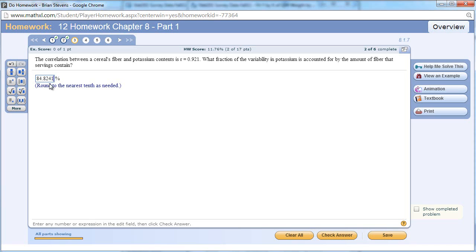Moving the decimal, make sure we get everything correct. And there we are, to the nearest tenth.